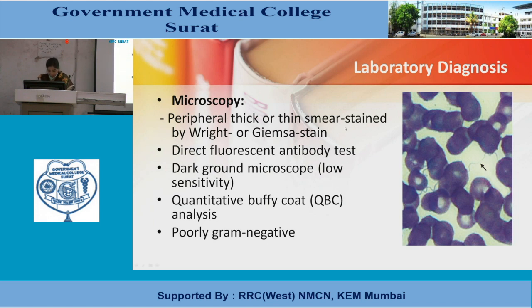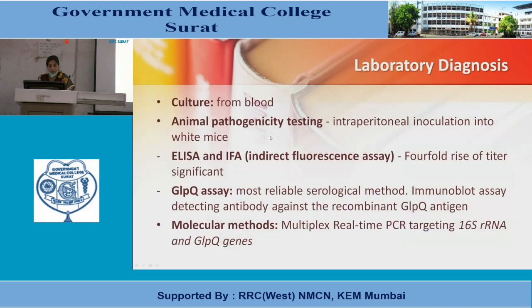And over here, this is a poorly gram-negative organism; culture can be done from the blood. From blood, animal pathogenicity testing is intraperitoneal inoculation into the white mouse. ELISA and indirect fluorescent assay. A 4-fold rise of the titer is significant for Borrelia. Okay, the GlpQ assay is the most reliable serological method. Immunoblot assay detects antibody against the recombinant GlpQ antigen. Molecular method: multiplex real-time PCR targeting 16S rRNA and GlpQ genes.